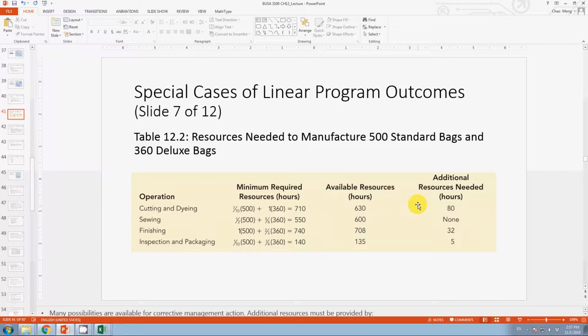Okay? So based on our calculation, we have to calculate what the minimum requirements are in terms of resources. For the first process, we have to have at least 170 hours. Right now, you only gave me 30 hours. At least I need 80 additional hours. The second one is okay, I have enough time with resources. The third one, the fourth one, I need more resources.